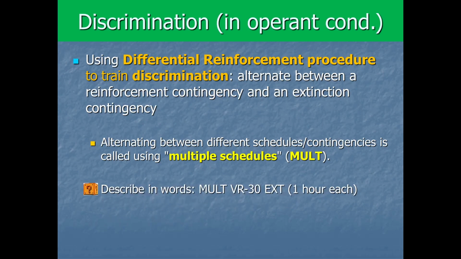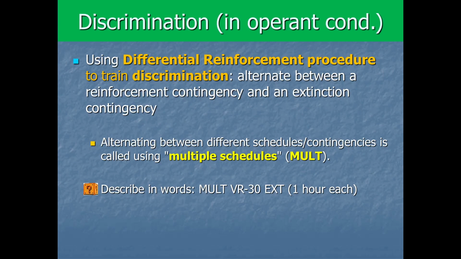Now, to test your understanding, maybe pause the video a moment here and see how you would describe the following procedure in everyday language. The MULT VR30 EXT. So basically what this one would be is presenting some sort of signal like a particular light or sign or tone, and during that hour, you get rewarded every 30 or so times that you do the behavior, right? It's variable, but every 30 or so times. But then a different signal comes on for an hour, like a different light, and during that time, doing the behavior gets you no reward. That's the extinction, the EXT.